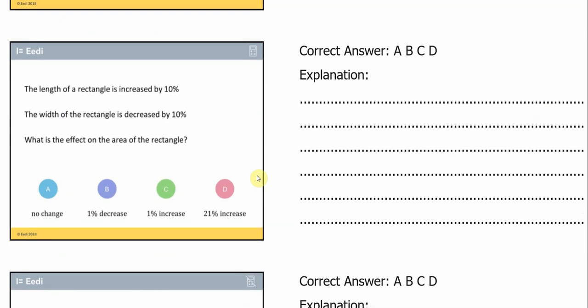The length of a rectangle is increased by 10%. The width of a rectangle is decreased by 10%. What is the effect on the area? This is a really good question. Well, first of all, let's just think, area of a rectangle equals length times by width. So we're going to times these two values together once they change.